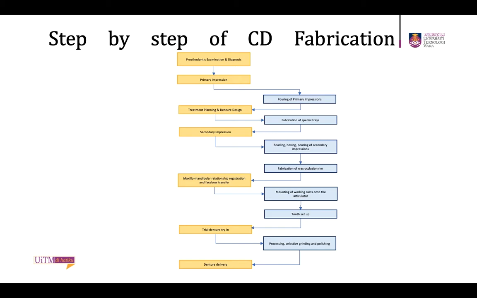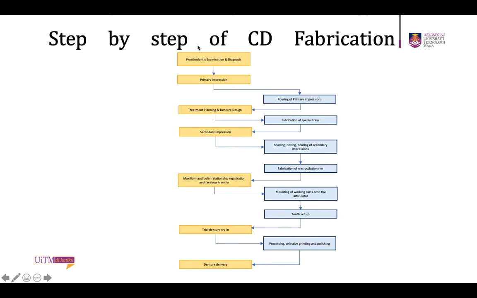Now we will go through the step-by-step of complete denture fabrication. The column on the left, the yellow column, is the steps of fabricating complete dentures in the clinic, so the clinical steps. And on the right is what you have in the laboratory steps. After a few steps that you've done in the clinic, you will have to bring it to the laboratory, and the process continues until the denture delivery stage.